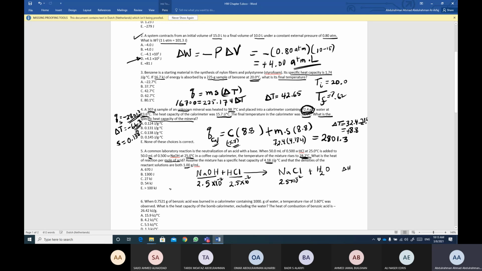What's Q then? MS delta T. Good. The only thing that we didn't know at this time is delta T. What's delta T? 28.2 minus 25. Which is what? 3.2. Exactly. What's S? 4.18. Okay.